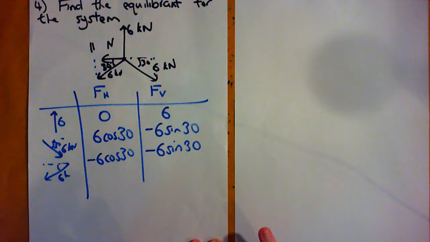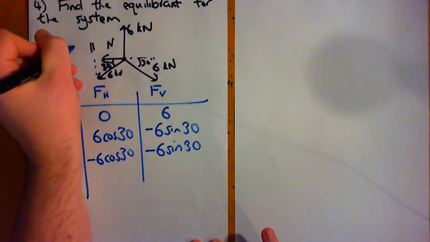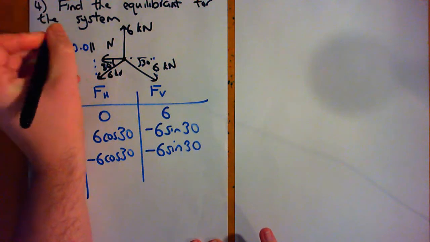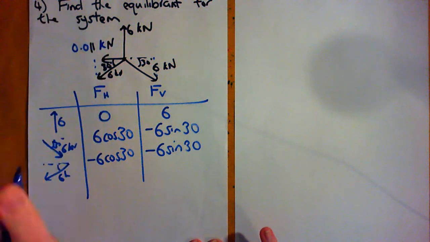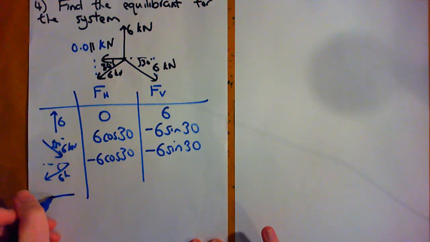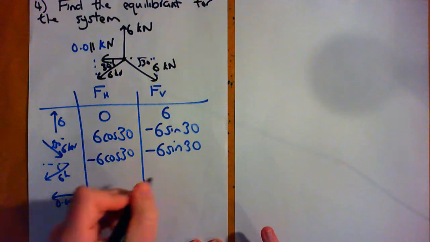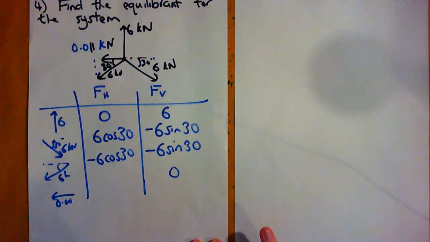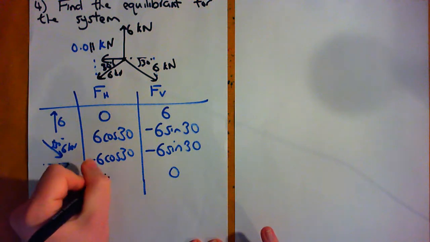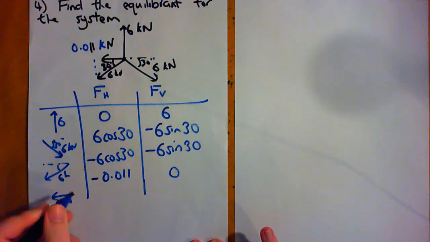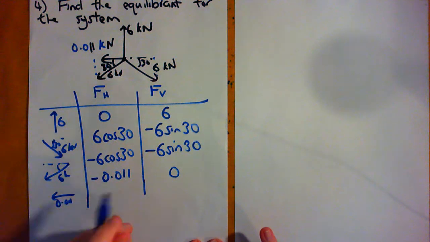Now we have a single 11 newton force, but we need to be consistent in our units, so let's convert that into kilonewtons by dividing by 1,000. So that becomes 0.011 kilonewtons, and that is our leftwards force. So we've got 0.011 kilonewtons, exactly horizontal, which means the vertical component is going to be 0, and the horizontal component is negative 0.011. It's pointing to the left.